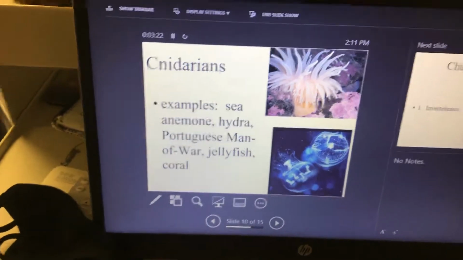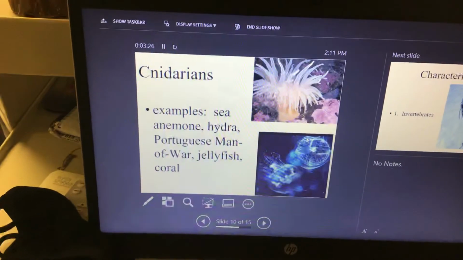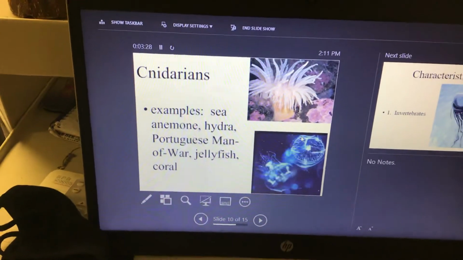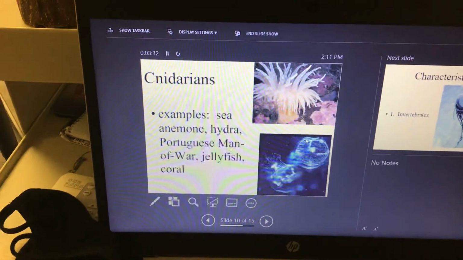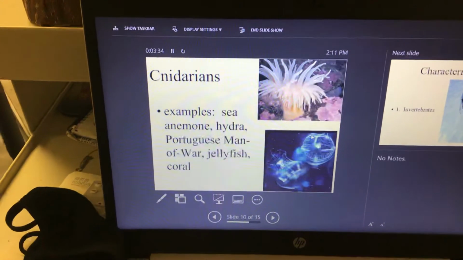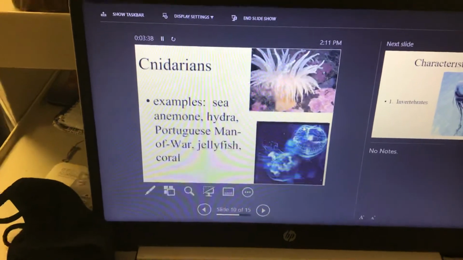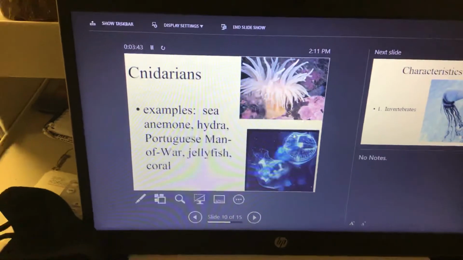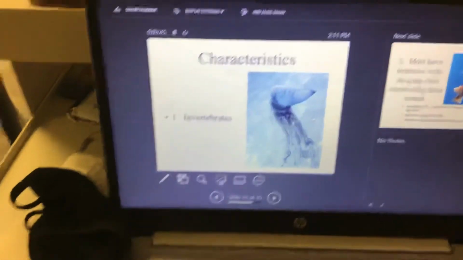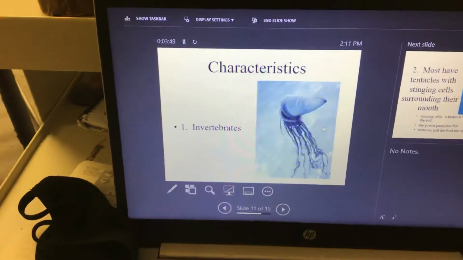Then cnidarians. Why don't you write down cnidarians and maybe one or two of the examples there. You've maybe heard of a sea anemone, Portuguese man of war, jellyfish, coral. You've probably heard of some of these. These are cnidarians. Cnidarians are also invertebrates, no backbone. A jellyfish obviously does not have a backbone.